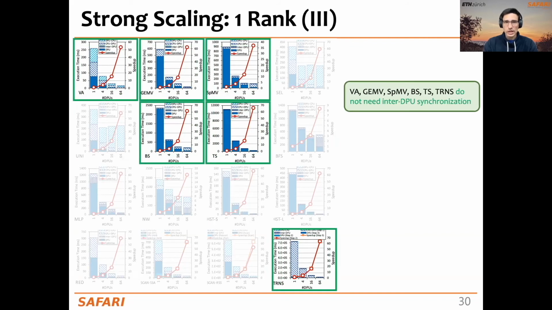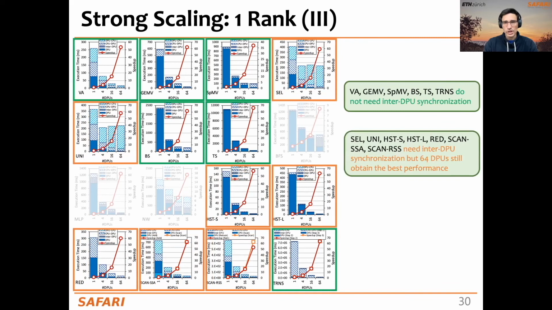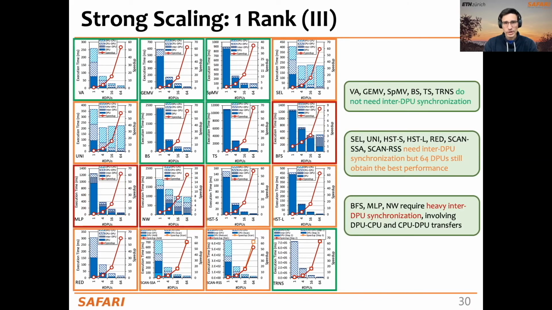One more observation is that these benchmarks, VA, GEMV, SpMV, VS, TS, and transpose, do not need inter-DPU synchronization, while others do need inter-DPU synchronization, but 64 DPUs still obtain the best overall performance. However, there are these three workloads, BFS, MLP, and Needleman-Wunsch, that require heavy inter-DPU synchronization, involving DPU-CPU and CPU-DPU transfers. And that's why for these three workloads, with the red apron, the inter-DPU communication time is clearly noticeable.